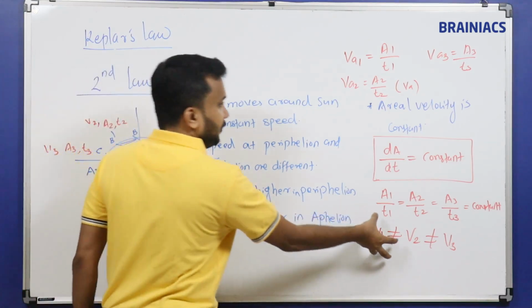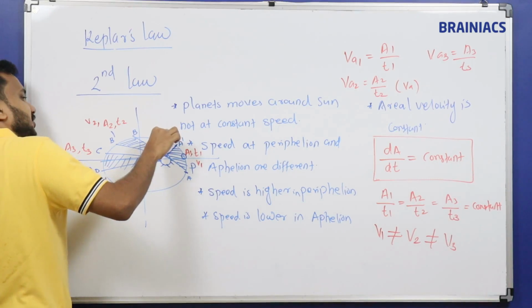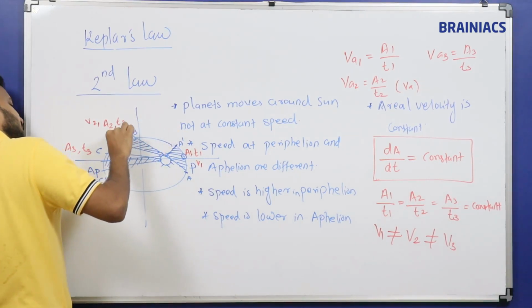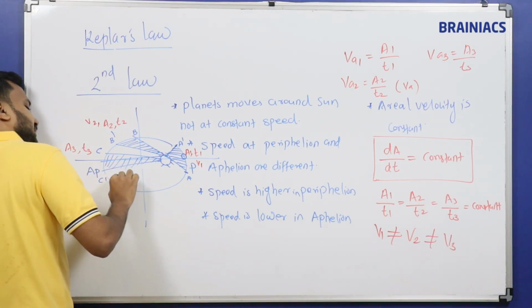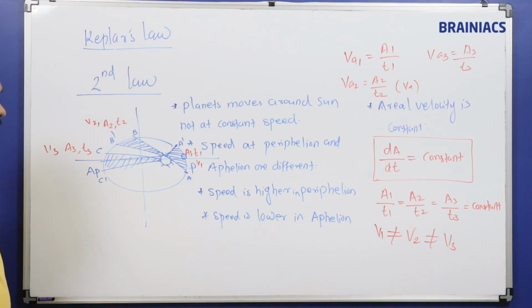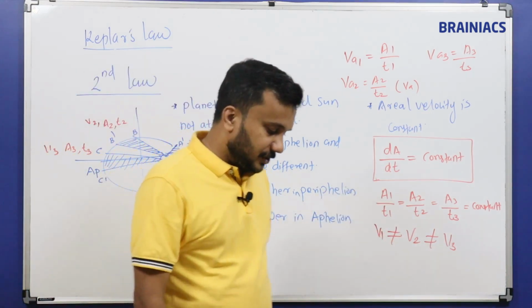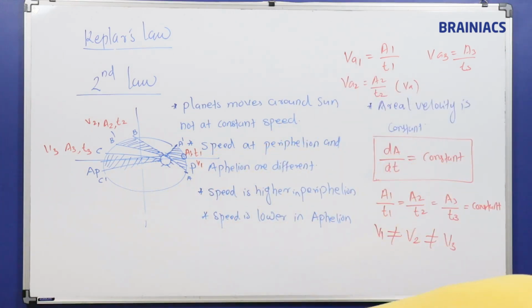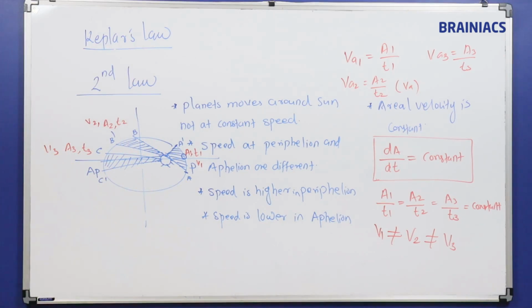This is the speed of the satellite. The satellite will go very fast, then slow, very slow, then the speed increases and shoots up. So it's a non-uniform speed. This is important: the aerial velocity of the satellite, area by time, is constant.